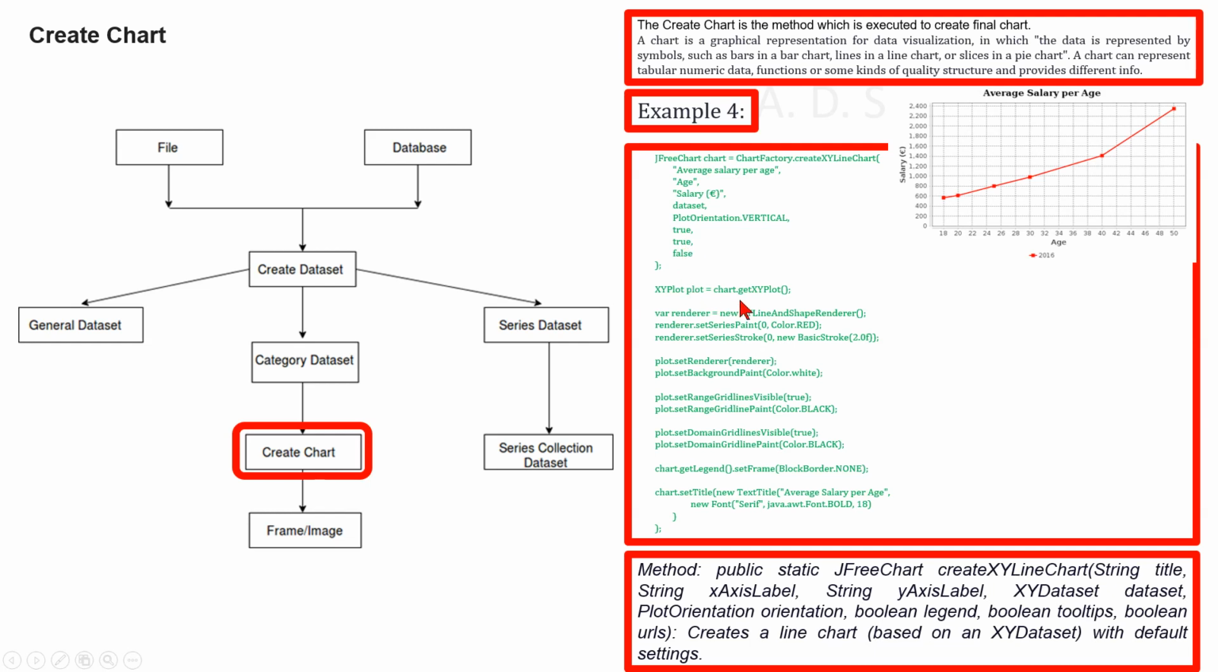We get a reference to the plot in order to customize it here. Here we set a stroke and color for the line of the chart.